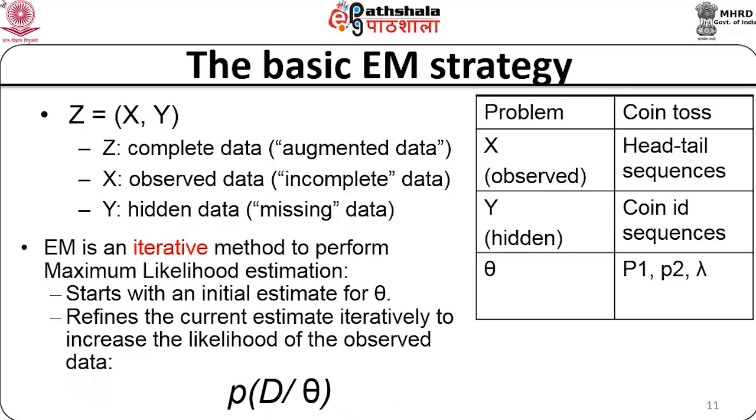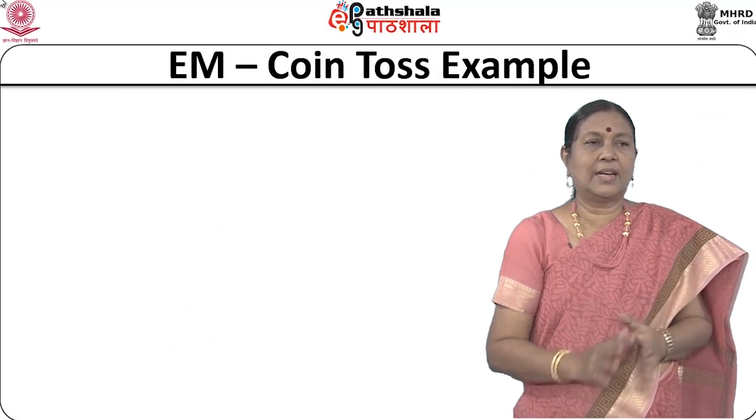So, EM is an iterative method to perform maximum likelihood estimation. Basically, we are still performing maximum likelihood estimation to find the model given the data. It starts with an initial estimate for theta and refines the current estimate iteratively to increase the likelihood of the observed data. So, that is what we are trying to do. Let us take an example.